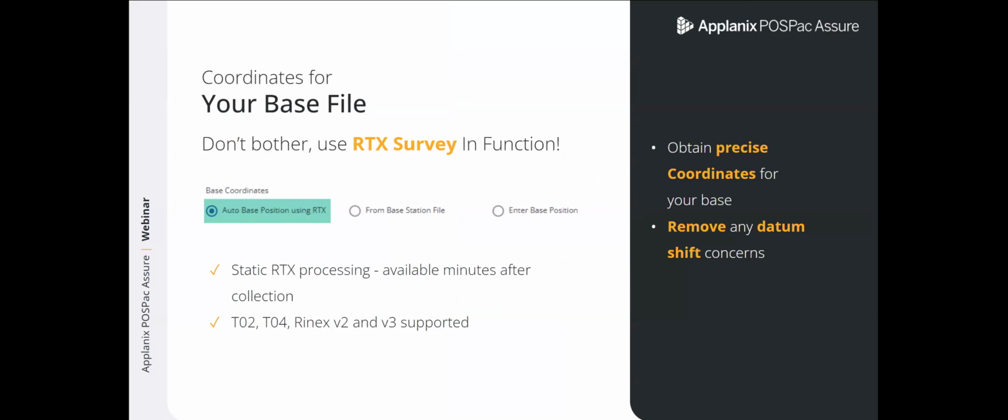We have that RTX survey-in functionality embedded in POSPac Assure. So you can select how to base position using RTX, and it will automatically survey in the coordinates. That will provide you precise coordinates of your base station, and it will also remove any datum shift concerns. Datum shift concerns can obviously appear if you have a base station from a certain provider, but you have no idea in what frame the coordinates are provided, right? And that can always lead to a datum shift problem in your final trajectory.